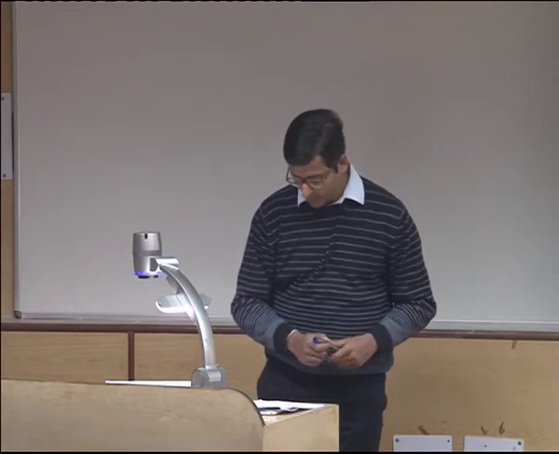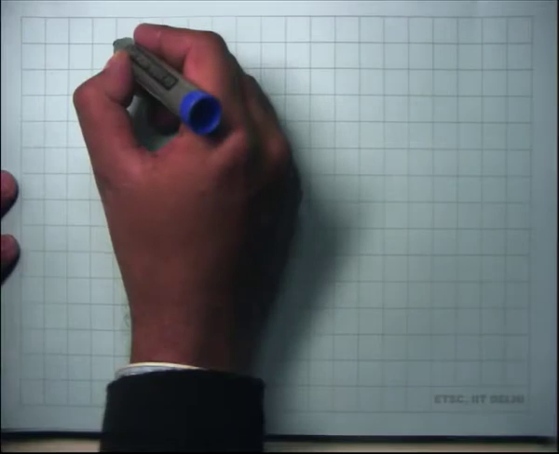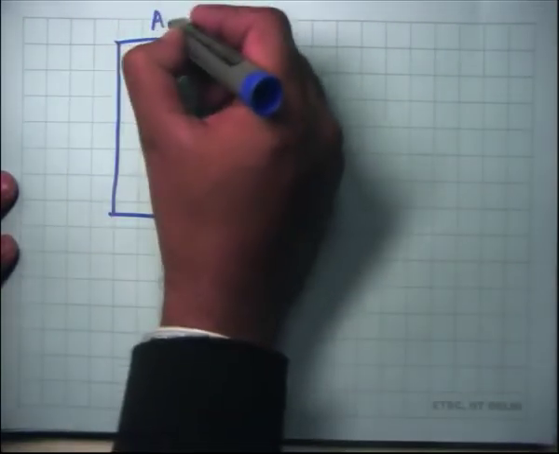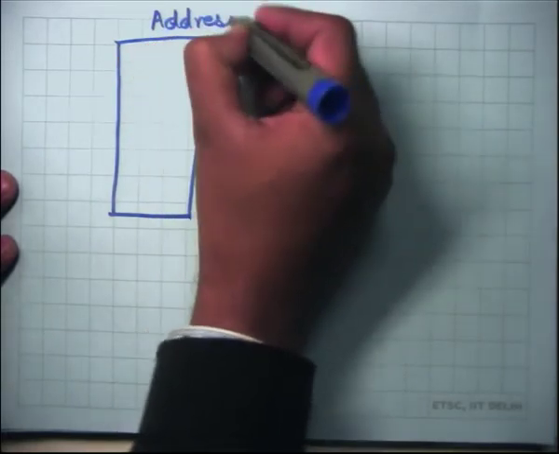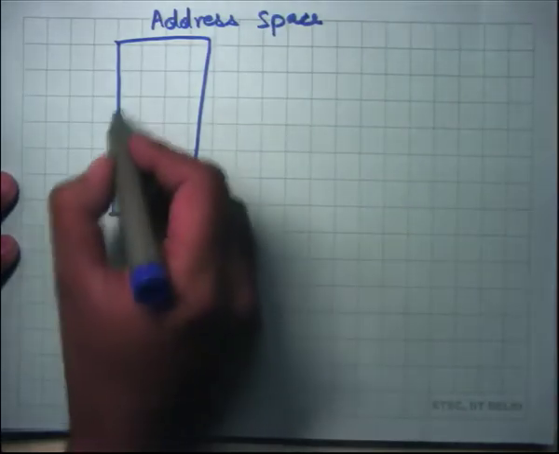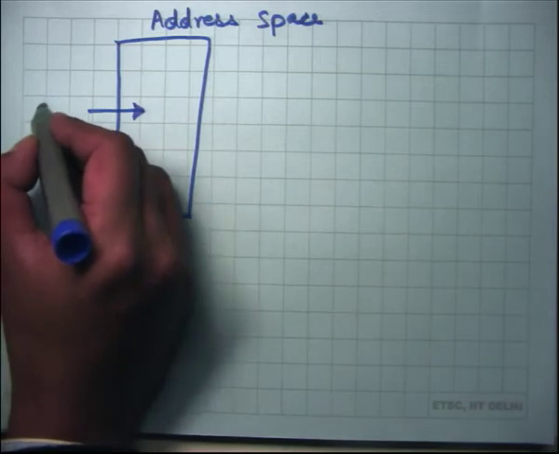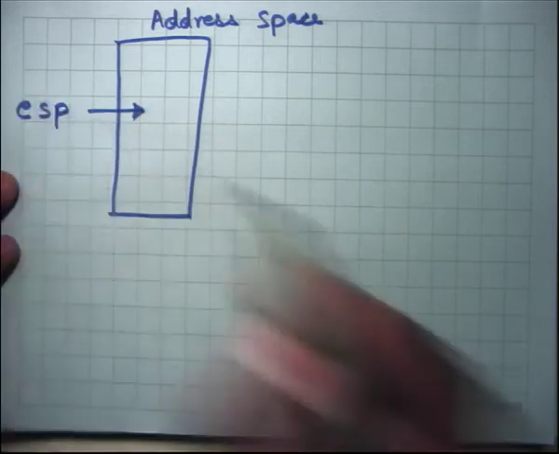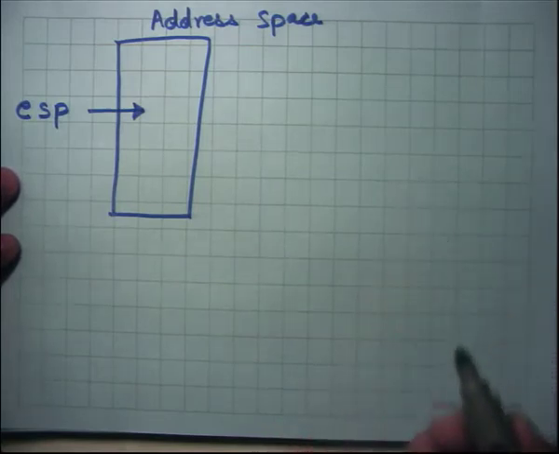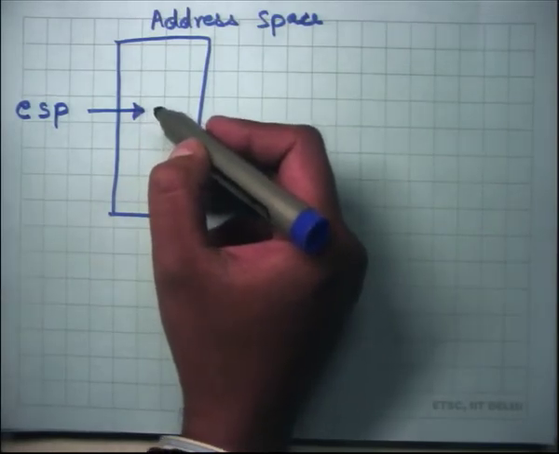All right. So every process has an address space, and in the address space there is one pointer which is the stack pointer, or on the 32-bit x86 architecture, the ESP, extended stack pointer. The semantics of this pointer are that it points to the top of the stack.